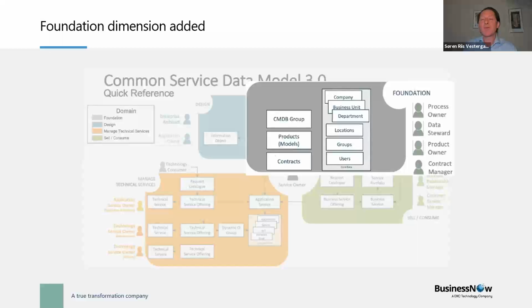But apart from the basic company, business unit, department, locations, groups, users, we also have things like product models, software models, hardware models, CMDB group queries, and contracts regarded as foundation data.